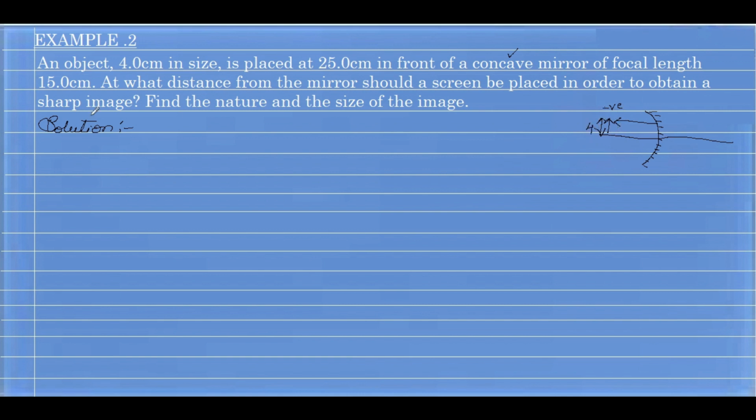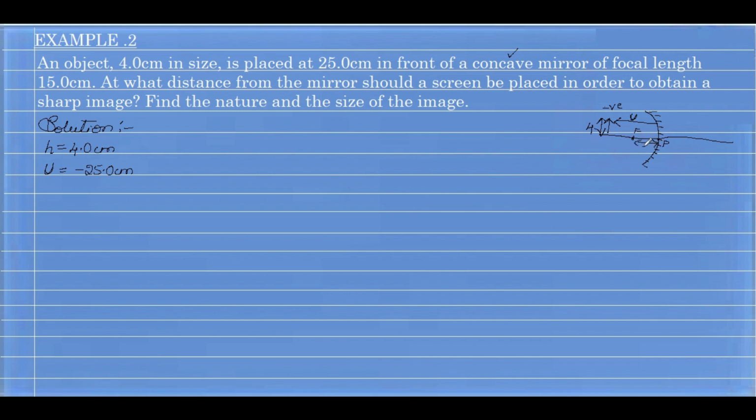So it is above the principal axis. The size of the object is h, and h dash is the size of the image. So the size of the object is given as 4 centimeter. Next, it is placed at 25 centimeter in front of the concave mirror. So the object distance u is 25 centimeter from the mirror, on the left hand side, so u is given as minus 25.0 centimeter. Next, the concave mirror has a focal length of 15 centimeter. Focal length is the distance between the principal focus and the pole.